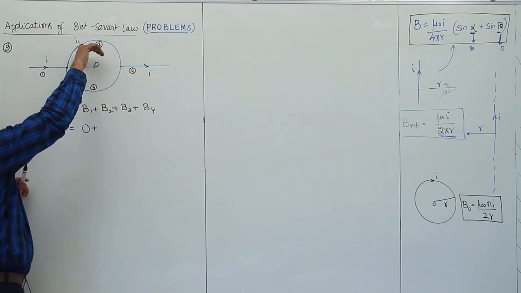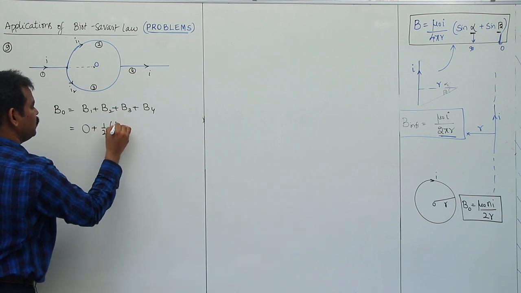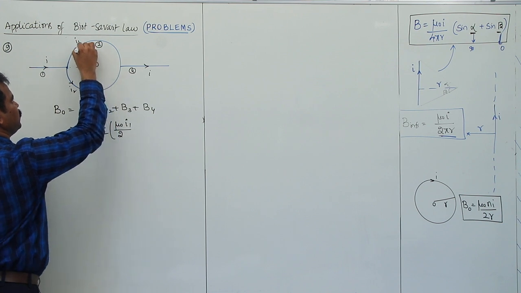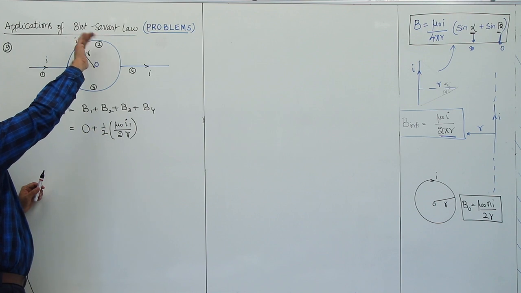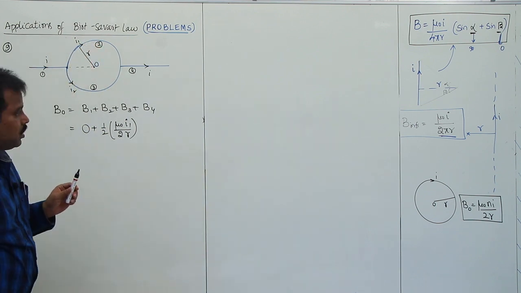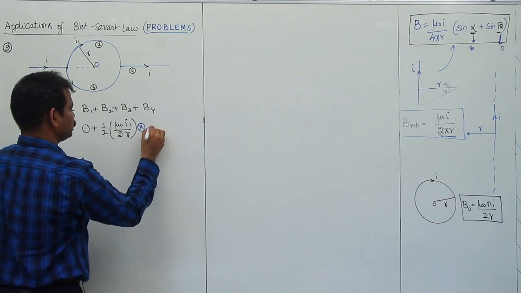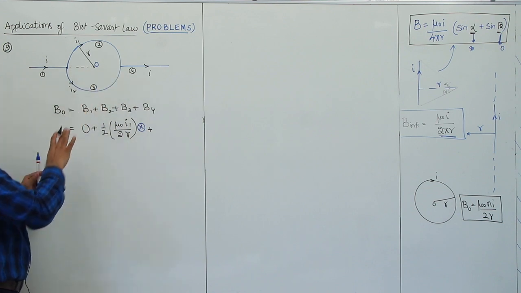So here current is flowing like this, field is inwards. So half of mu naught I1 by, let us say the radius of this one is r, so this is 2r. But what is the direction of the magnetic field here? This is into the board. So I am going to write this as into the board plus B3, the magnetic field due to the remaining semicircular part.